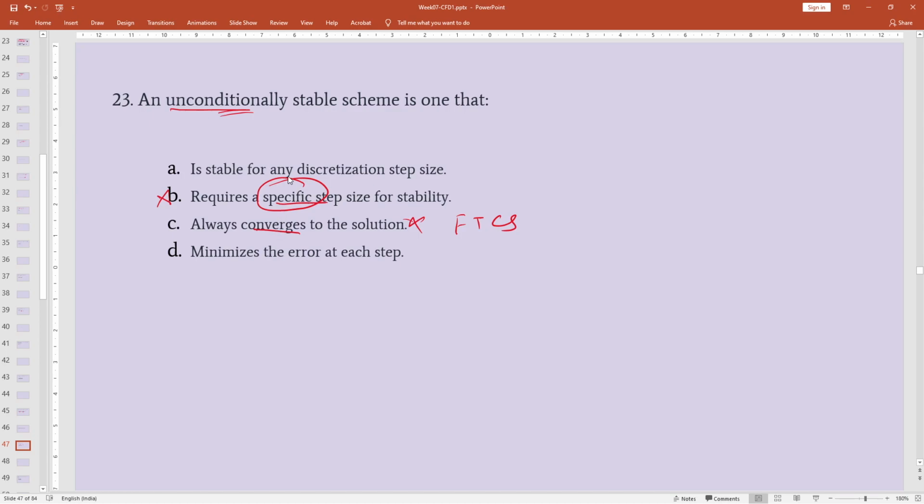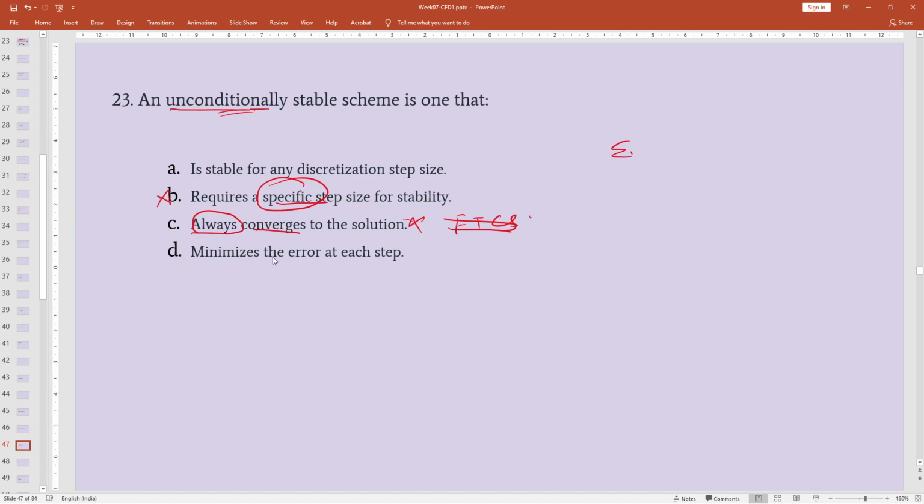So some schemes, even if, sorry, this is unconditionally unstable. Even if the stability, that is stability only saying that the error won't grow. The error won't be growing. It can remain the same or it may reduce. But by saying unconditionally stable, we can't assume that it will always. The keyword is always. We can't assume that it will always converge to a solution.